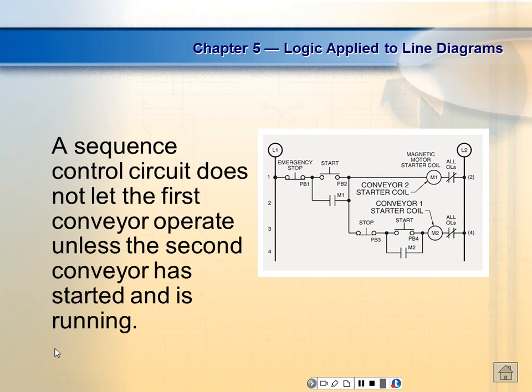We got 15 minutes. A sequence control circuit does not let the first conveyor operate unless the second conveyor has started. Okay, so we press M1, and as soon as we press M1, conveyor 1 starts. But it also puts power onto the control circuit of M2. But M2 can't start. You okay on that one?